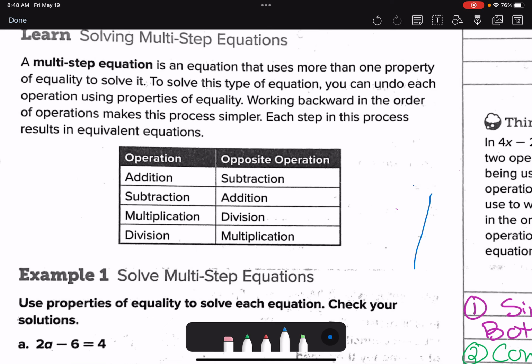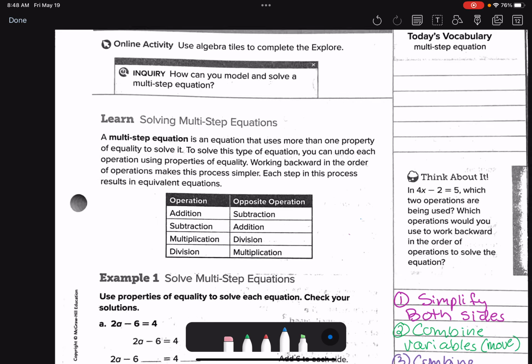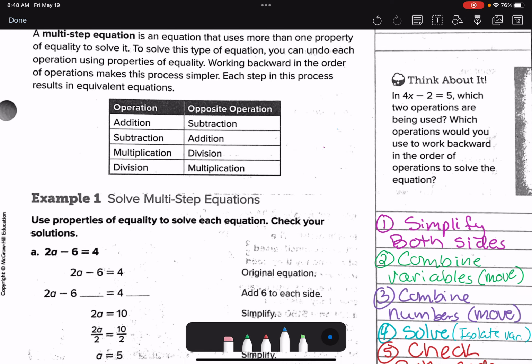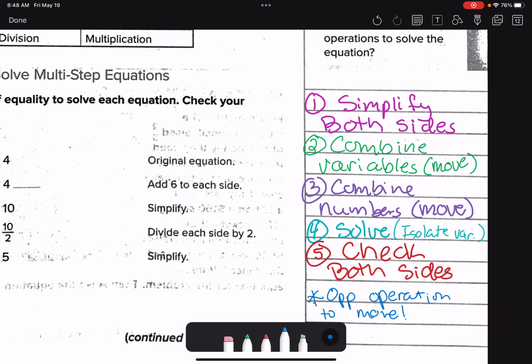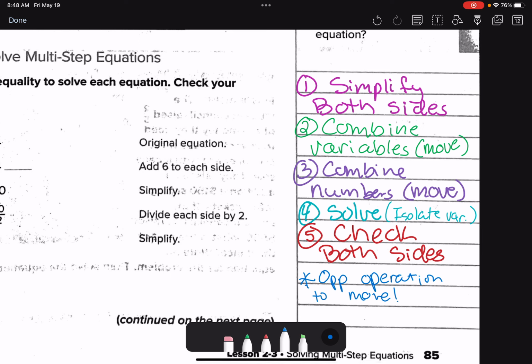This is going to be 2.3, solving multi-step equations. And as a reminder, you guys should have this written somewhere in your book. If not, pause, write this down somewhere, or you can write it again for this section, but let's go ahead and go over this. These are step-by-step instructions that work every single time for every single equation.